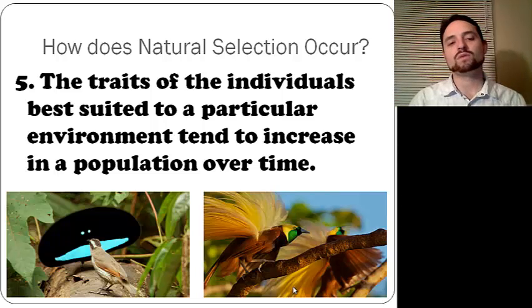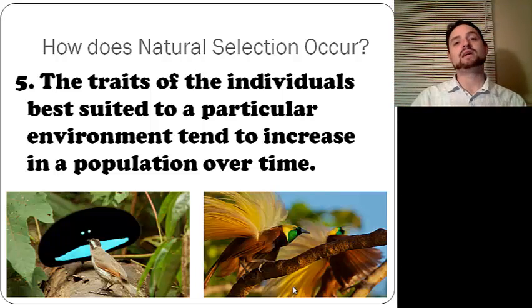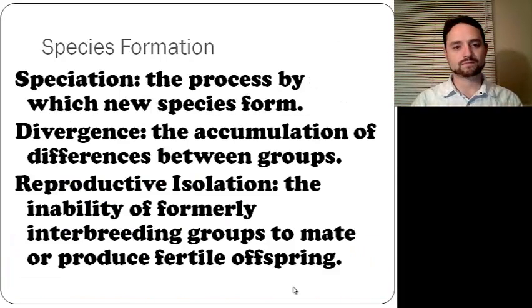And then finally, the fifth one here is the traits of individuals best suited to a particular environment tend to increase in a population over time. In other words, they tend to pass those traits down. So then each generation after them looks more like whatever it was that they had that helped them survive. And I've got a couple pictures of birds of paradise here. These are classic examples of passing those traits down, and you get these crazy looks and colors and dances and different things that have helped them survive, helped them find mates, helped them reproduce, and they pass that trait down to the next generation then.